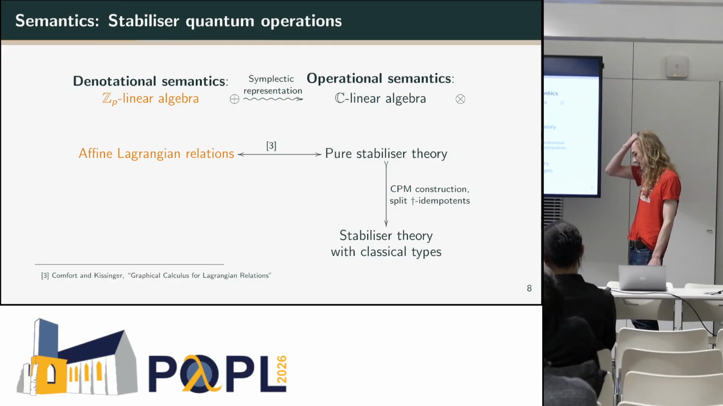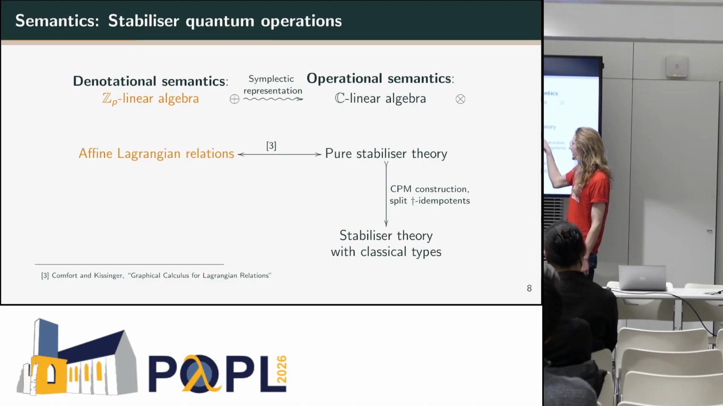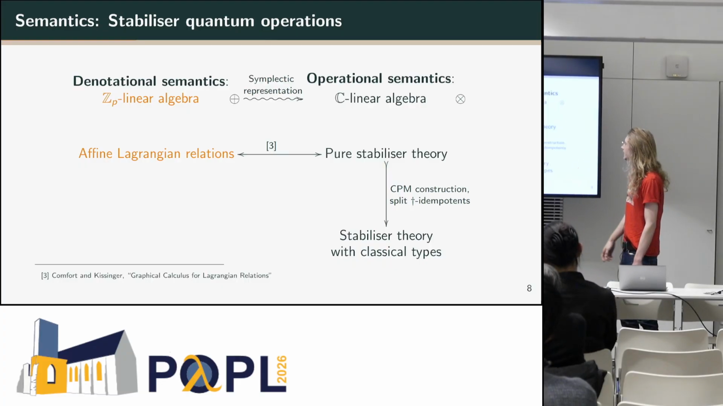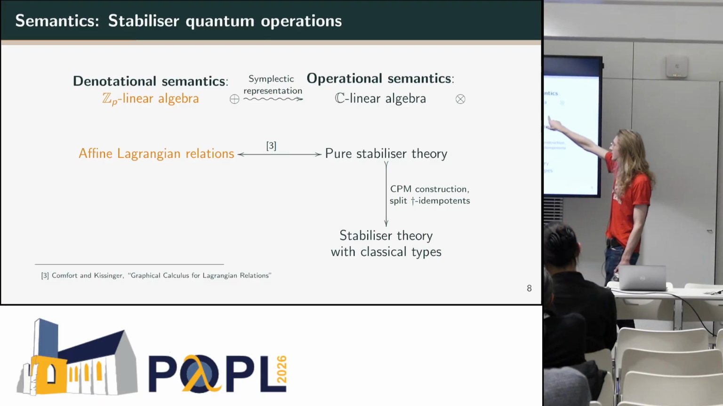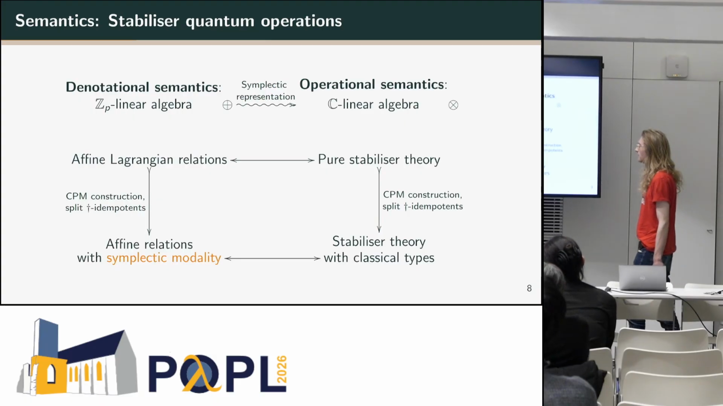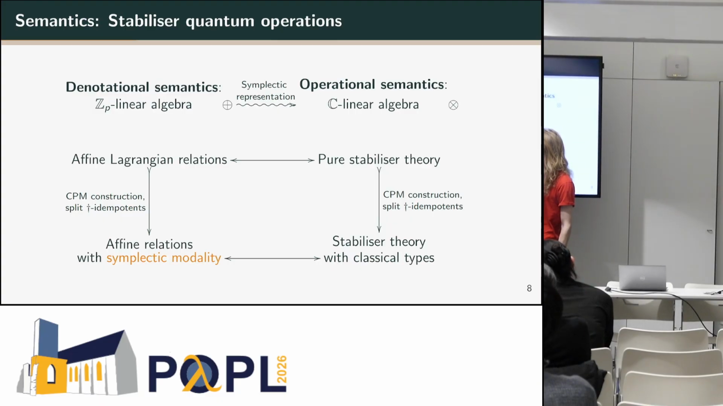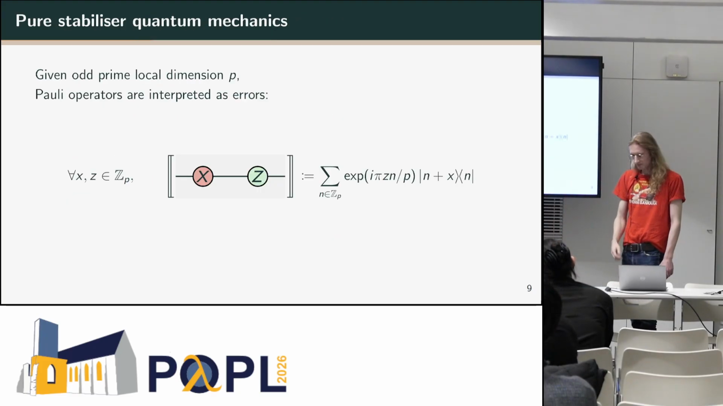And the denotational semantics which we're going to build starts with the observation that pure stabiliser circuits are equivalent to this category of relations over the finite field of characteristic P. And note that here on the left, the tensor product is given by the direct sum, whereas on the right it is given by the bilinear tensor product. And the idea is that by applying these same constructions, from which we go from pure stabiliser theory to stabiliser theory with classical types, we can do the same thing on the left and obtain an equivalent category.